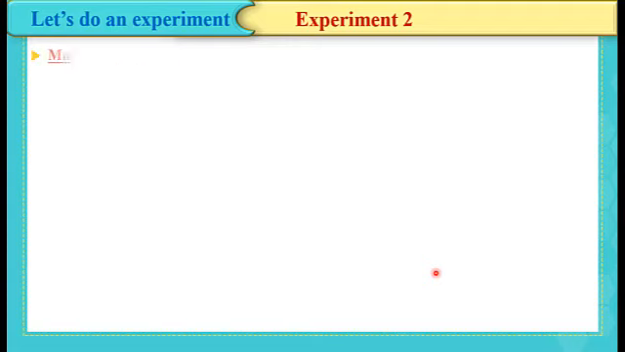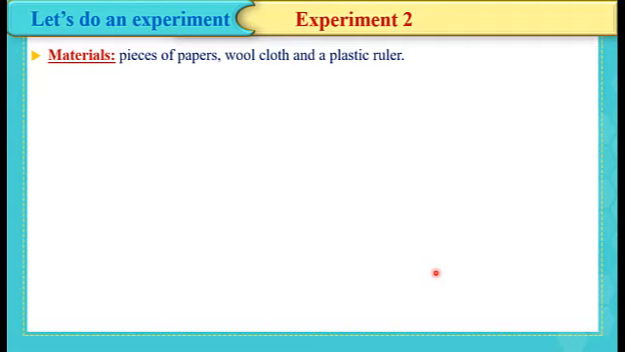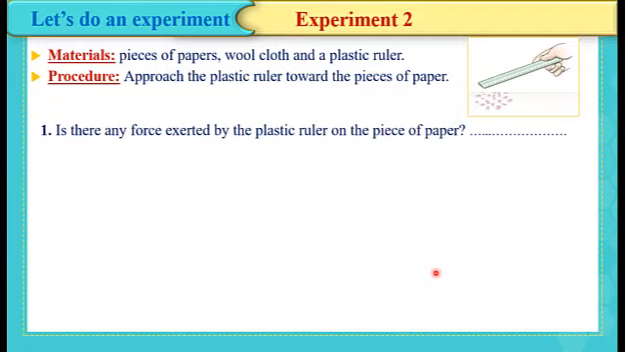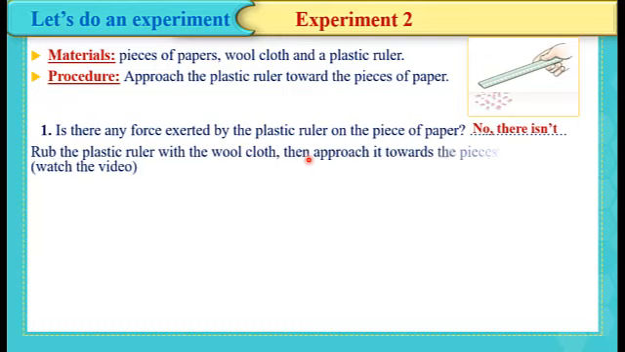Experiment 2. Materials needed: a piece of paper, wool cloth, and a plastic ruler. Approach the plastic ruler toward the piece of paper. Let's try solving the questions. Is there any force exerted by the plastic ruler on the piece of paper? Try it. Do we have any force exerted by them? Of course not. Wrap the plastic ruler with the wool cloth, then approach it toward the piece of paper. Let's watch the video. Try to do this experiment.